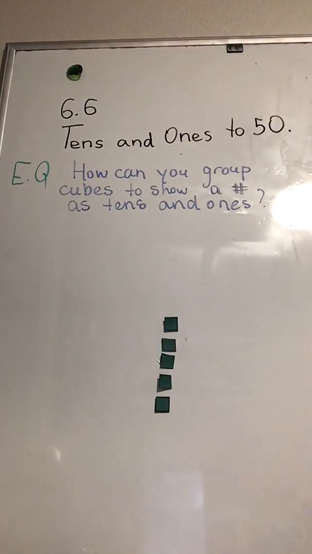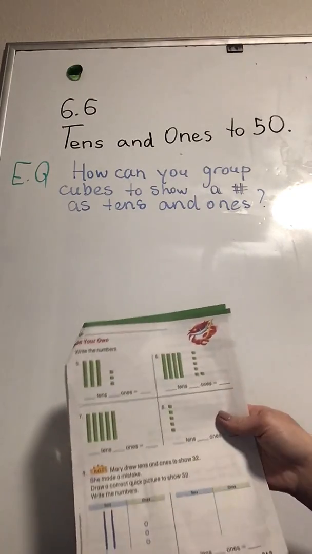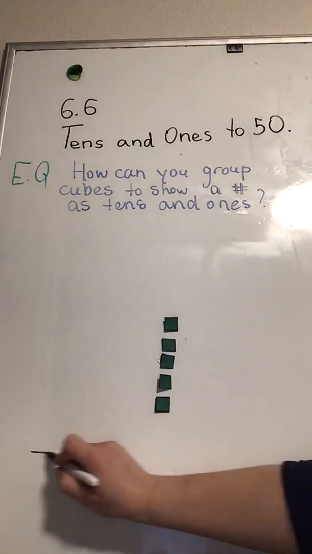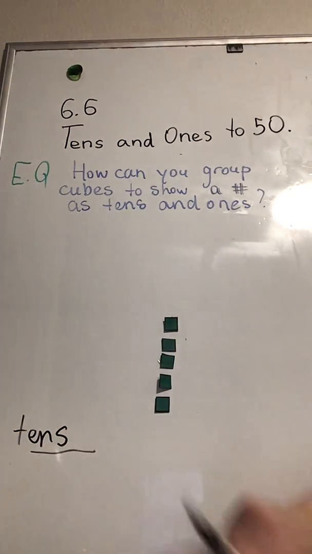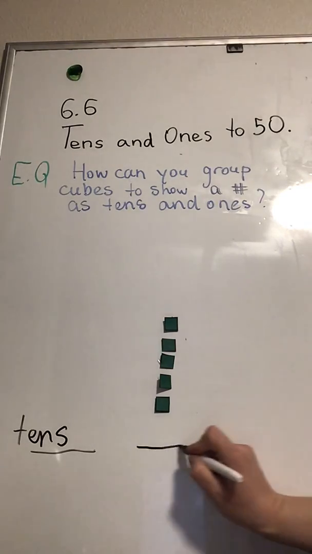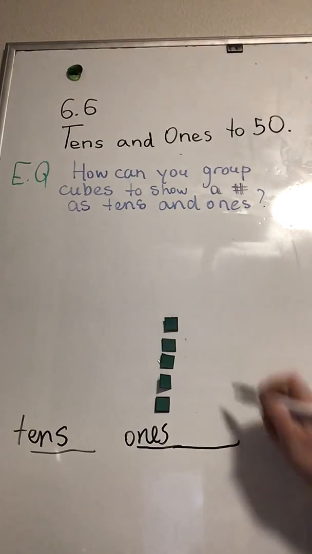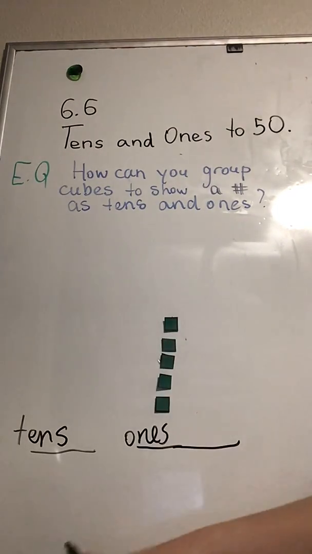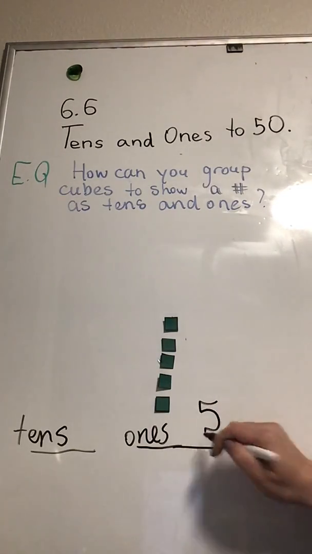On number 8, you see this picture, right? What do you think I'm going to put for tens? Do I have any skinnies? No, I don't. But how many ones do I have? 1, 2, 3, 4, 5. I know that for sure I have 5 bits. So I'm going to write my number 5.